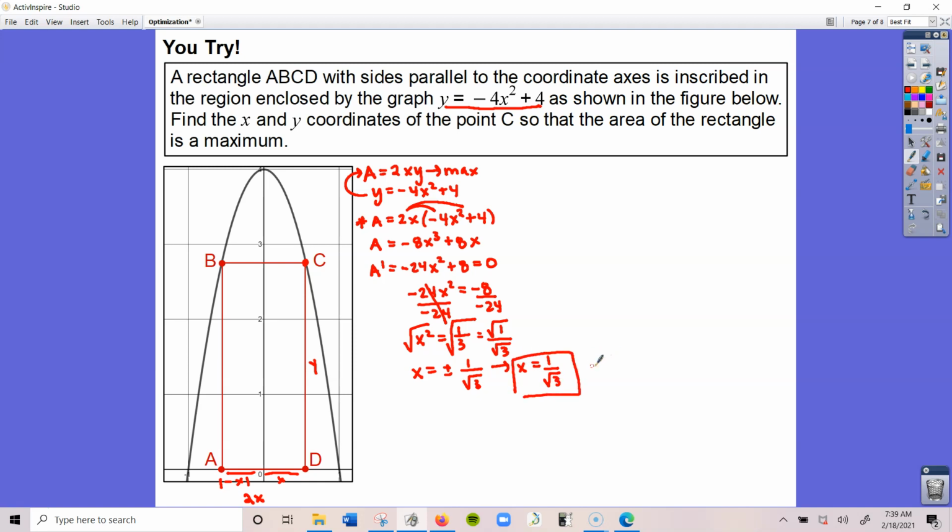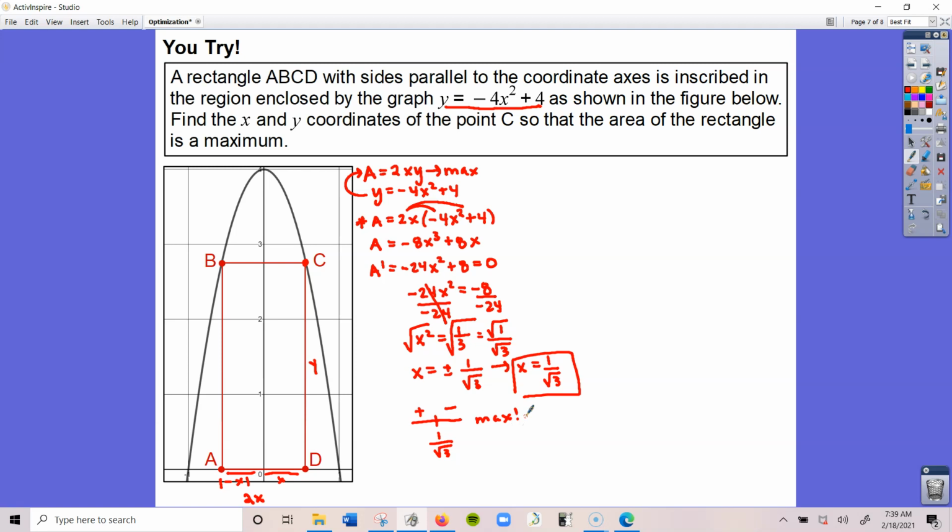So we're going to make sure that this is indeed a maximum. Now 1 over the square root of 3 is some fraction. So when I come here to my derivative, I'm going to plug in 0, and that would give me 0 plus 8, so positive. And if I plug in 1, which is greater than this fraction, that would give me negative 24 plus 8, which is a negative. So this is indeed a maximum.